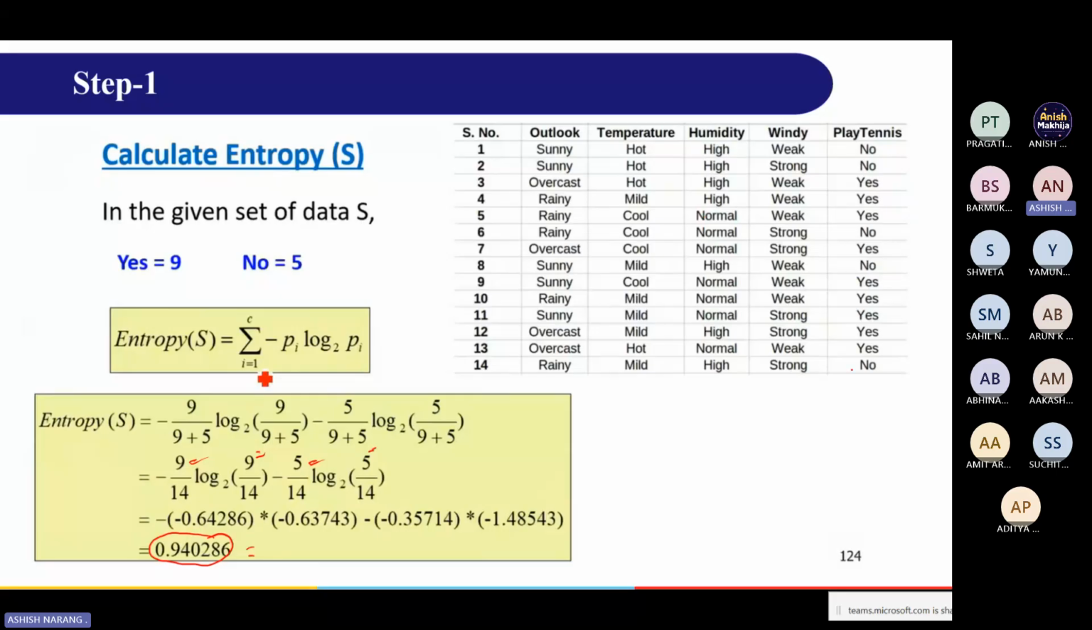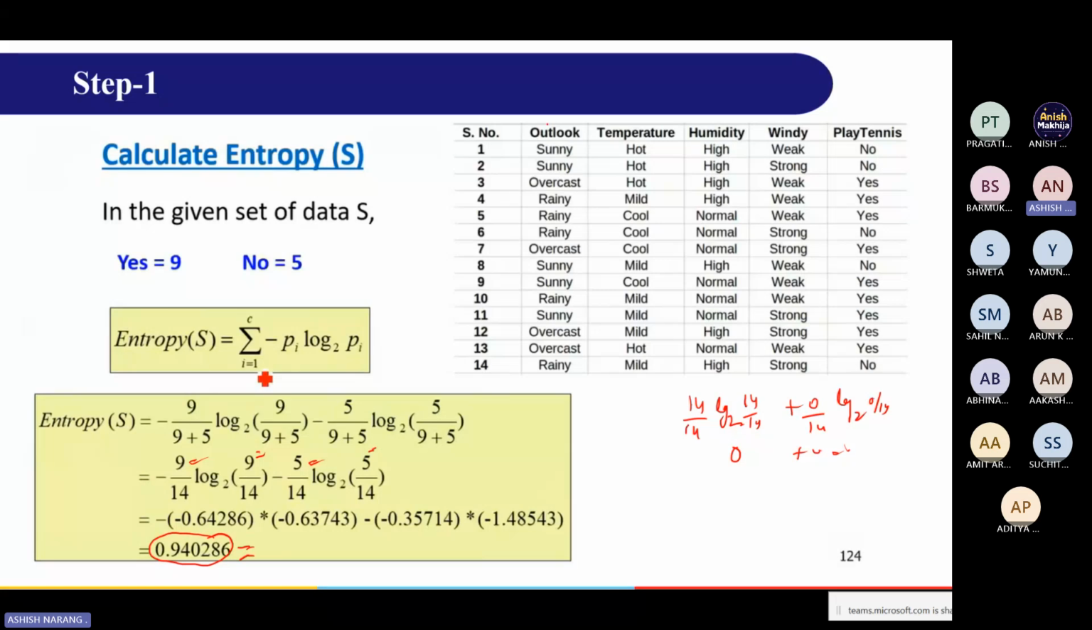If all belong to yes, right, which is very impractical, but let's create a hypothetical situation. So what will happen? 14 by 14 log of 14 by 14, then 0 by 14 log of 0 by 14. This will become log 1, this term will become 0, this term will become 0. Every day I can play tennis, regardless of outlook, temperature, humidity, windy. This is what the practical meaning is. But actually, this is not the case. We have 9 yes, 5 no's. So there is some randomness in the data, impurity in the data.